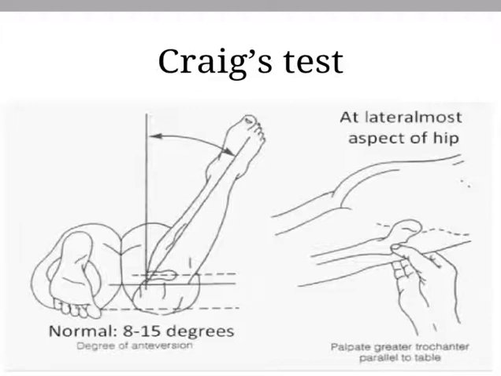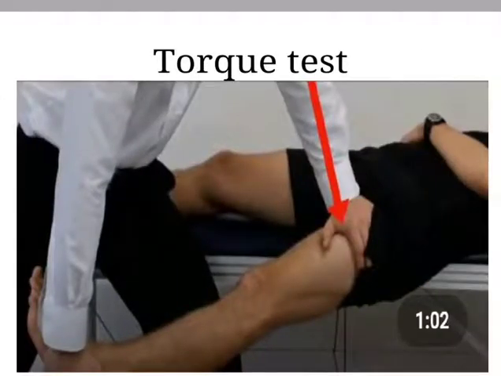How can we detect excessive anteversion? If internal rotation of the hip is more than 60 degrees and external rotation is limited, then we can know there is increased femoral anteversion. Then you go for the Thomas test.